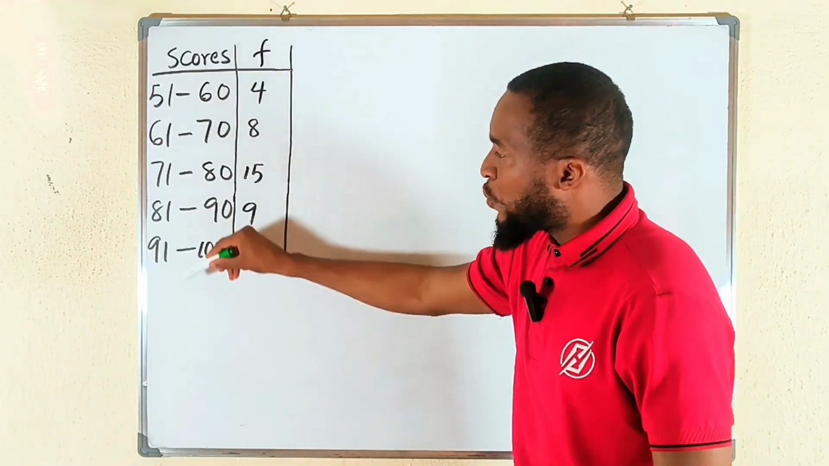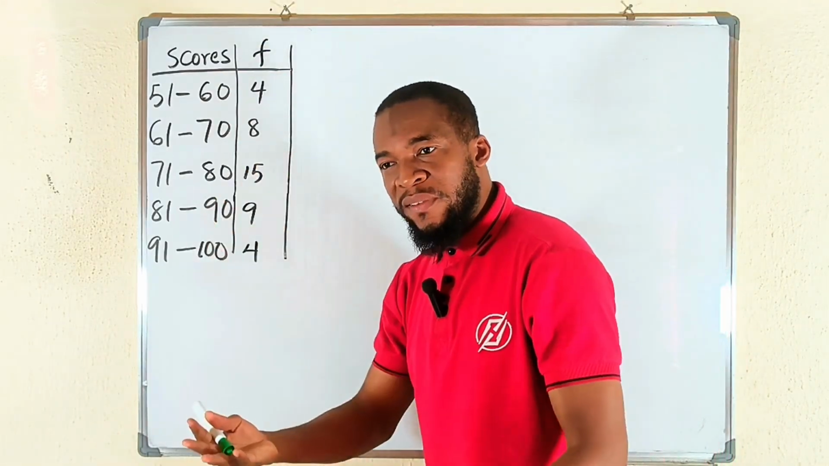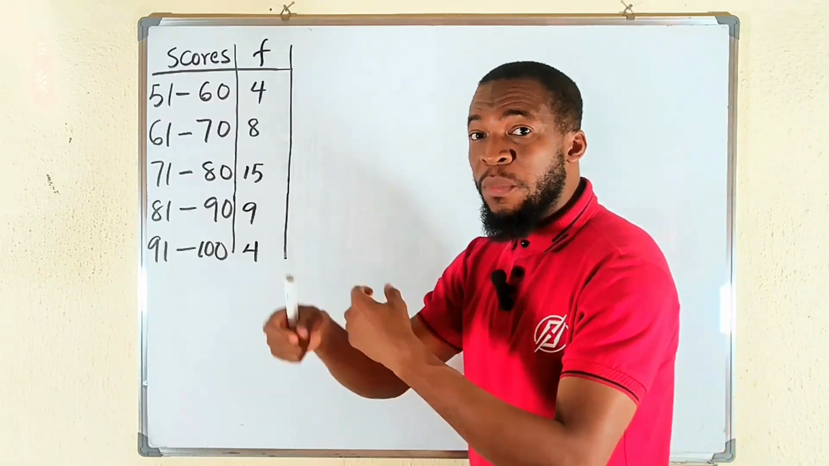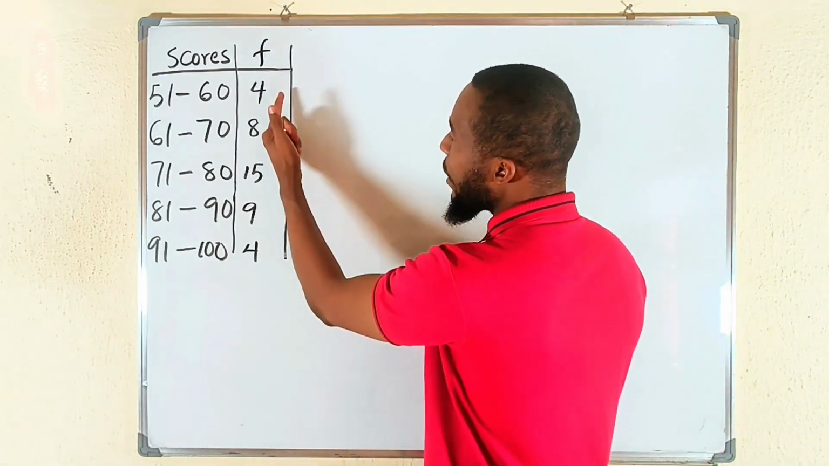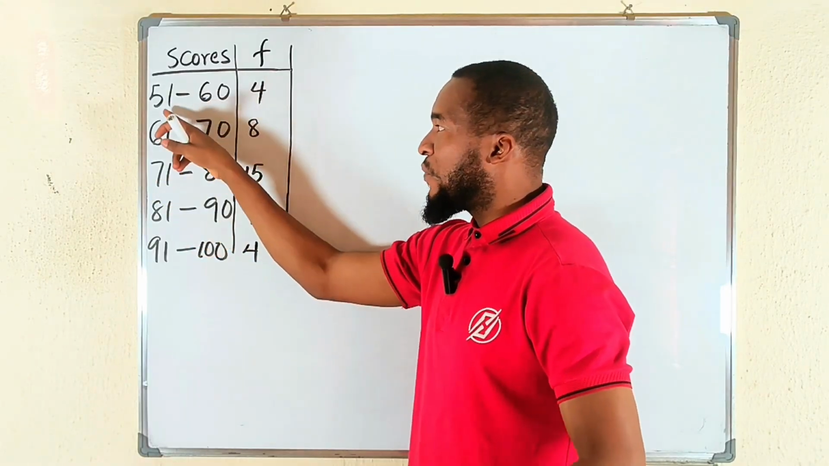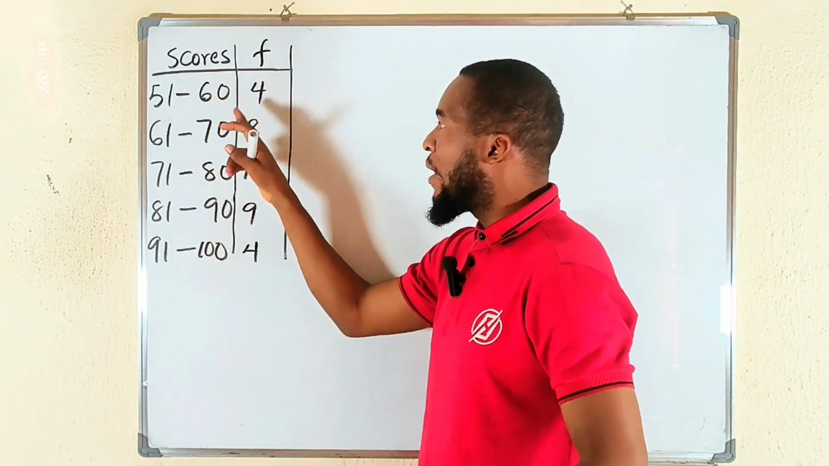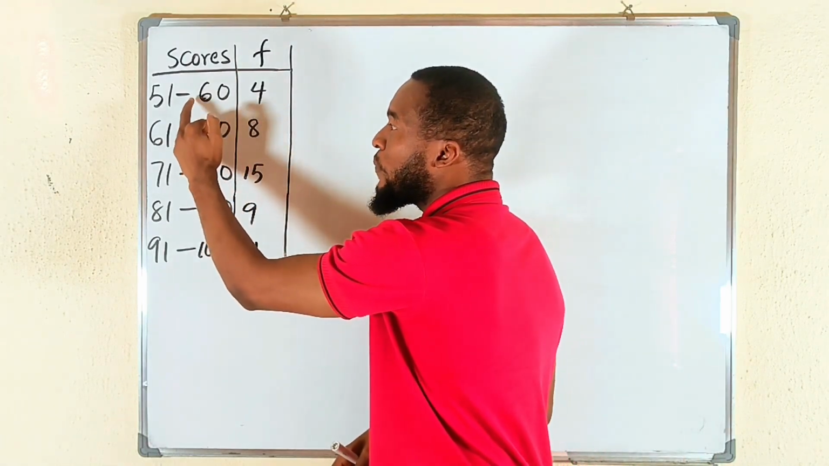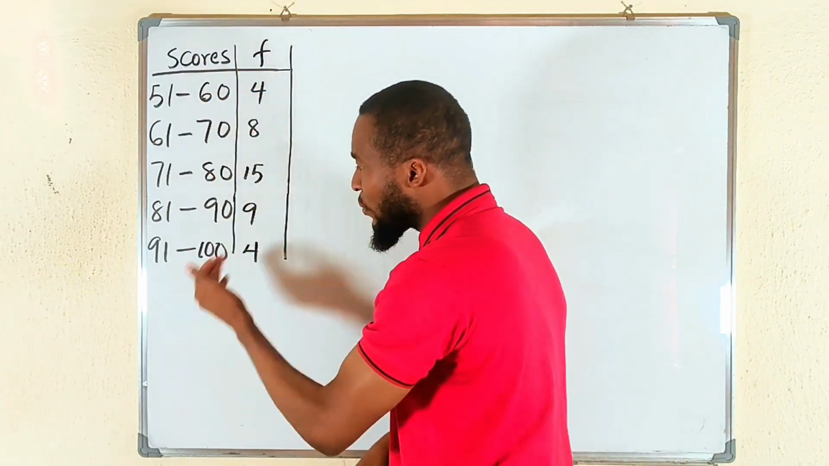So we have the scores here, scores of a particular examination or a test. We have the frequency here, which denotes the number of students. For example, here we have 4 people that scored marks within this range, 51 to 60 marks. Among these 4 people, some scored 52, 53 within the range, and so on.